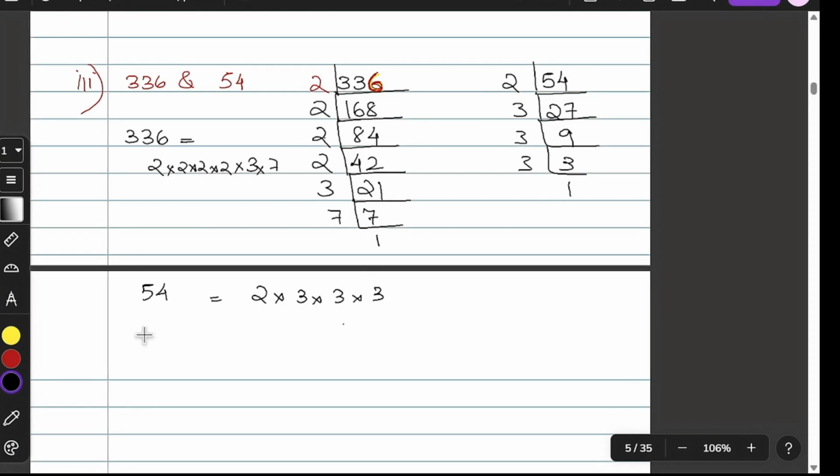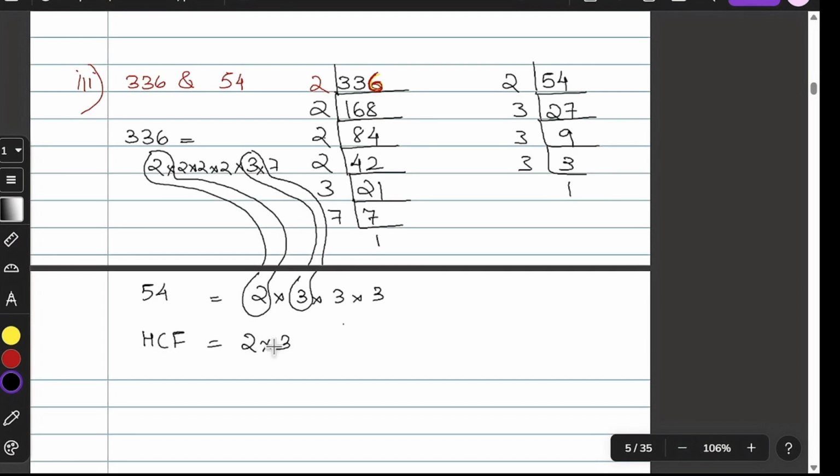So from here what I have to do first? I have to find my HCF. What is common among them both? This 2, I can repeat it here. So this is one number. Again, one common one is the 3. So what is my HCF? 2 into 3, correct? Which is equal to 6.